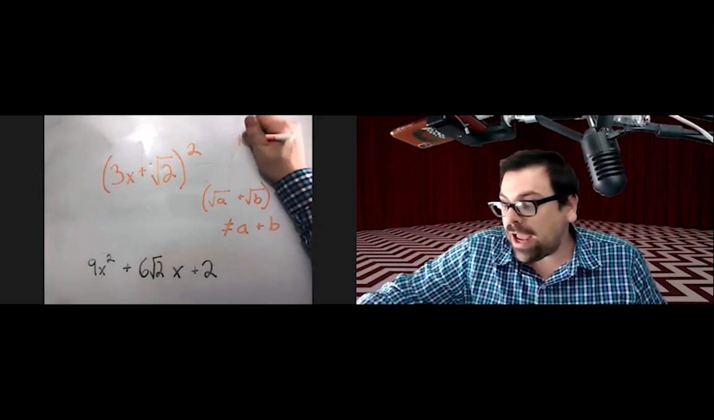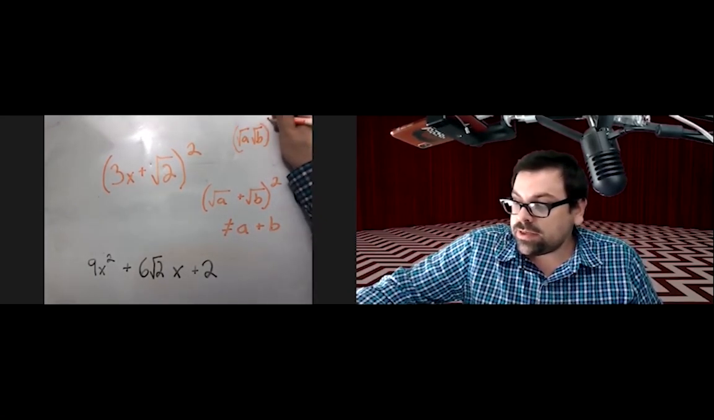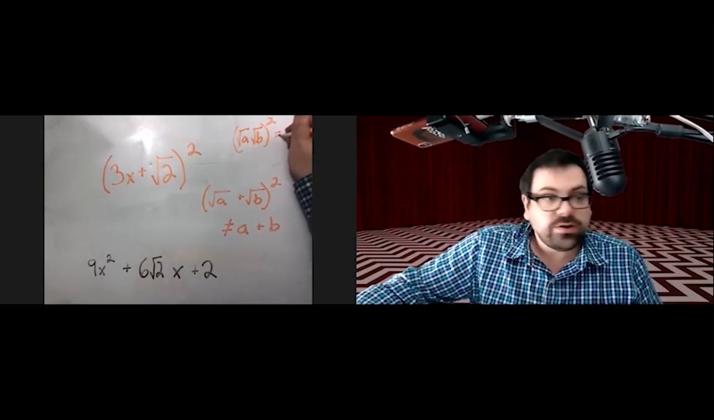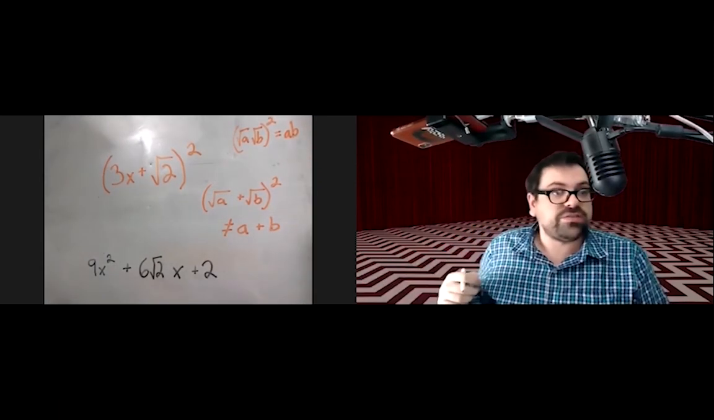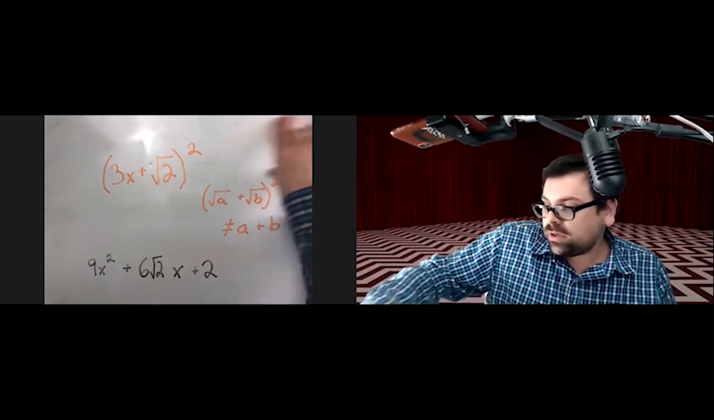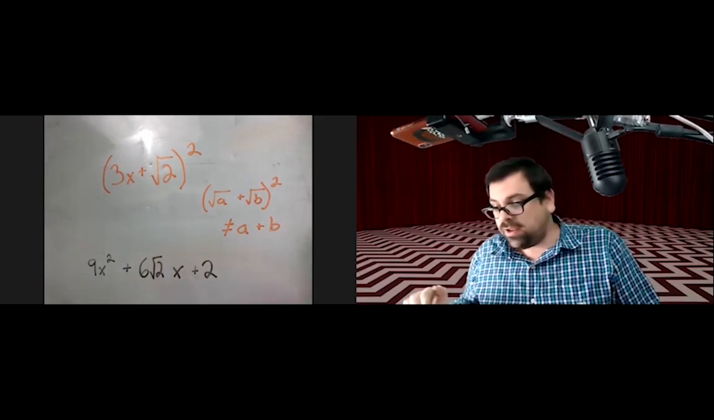Now, radical A times radical B squared, or radical AB squared, would be AB. That works for multiplication. It works for division. It does not work for addition or subtraction. And this should be all the proof you need.